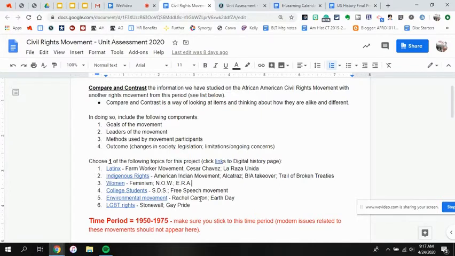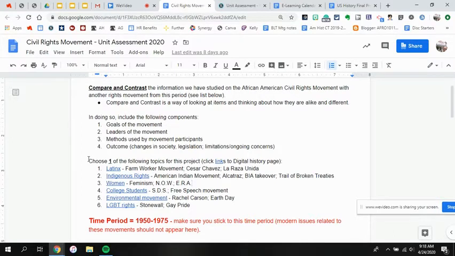And then last, this time period is also the beginning of the LGBT rights movement, particularly the Stonewall incident and riots, and then the beginning of gay pride parades. So you're going to pick one of these, and there's lots of options here, lots of choice.